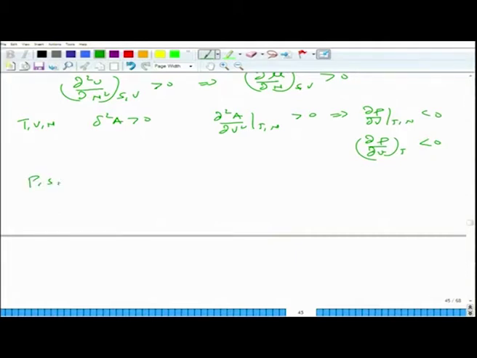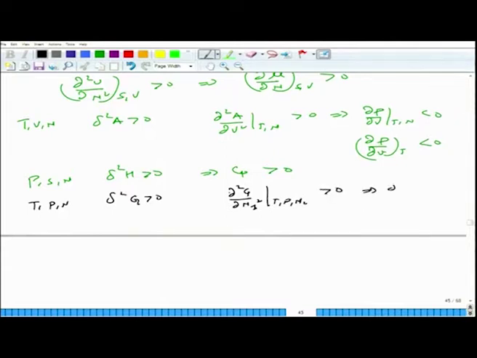For the case of P, S, N, you can show that this will lead to the expression Cp greater than 0. For the case of T, P, N, you will get del square G by del N square. For the case of, let us say, binary mixture, this must be greater than 0, which basically tells you that del square G by del N2 square is greater than 0. Okay. So this is, let us say, for the binary mixture.